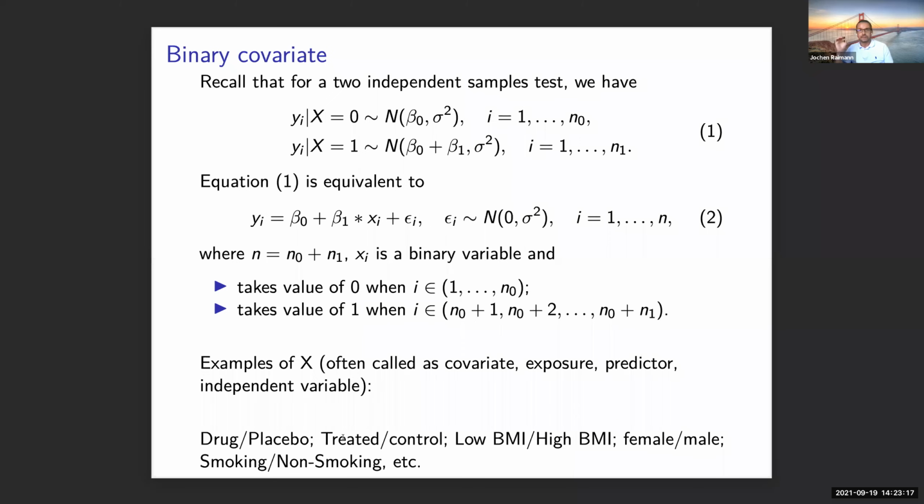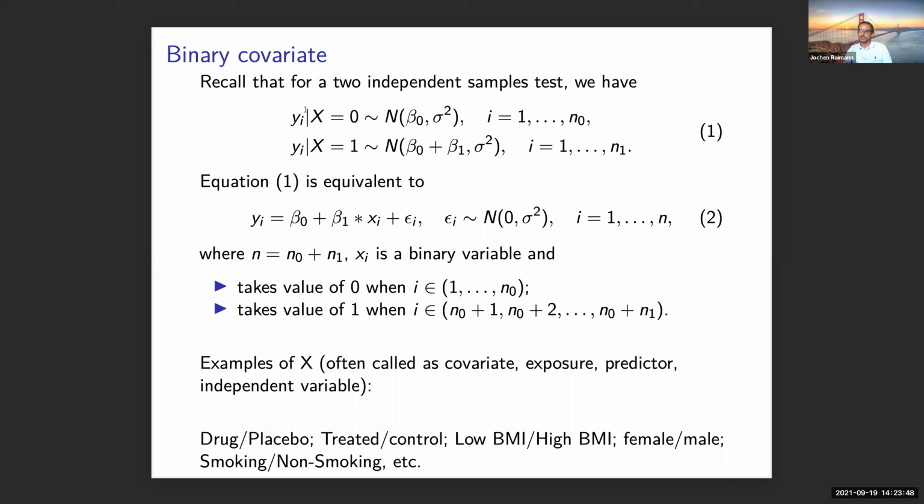You have a sample that has a distinguishing difference in it, which is only rendering this to a 0 and a 1. So either present as a feature or not present as a feature. Okay, so we have drug, placebo, treated, control, low BMI, high BMI, male, female, smoking, non-smoking, etc. So there are a million of these binary kind of factors that can be employed here as an example.